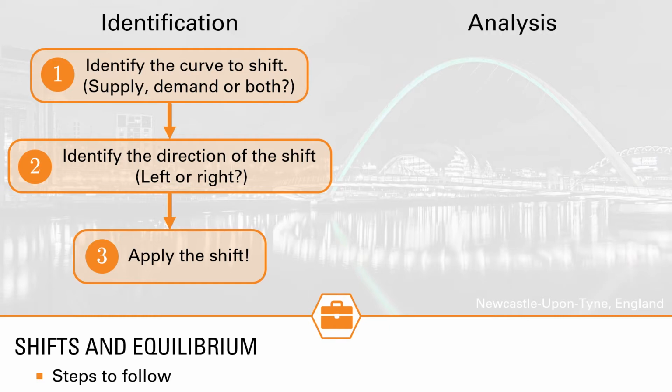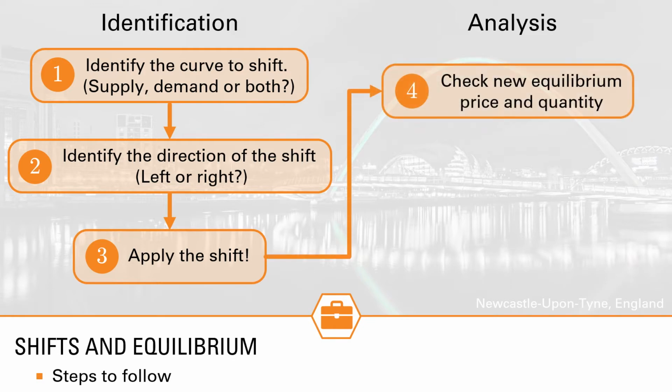The second group of activities that we do is called the analysis. So what are the effects now that we've shifted the demand or supply curve, or both? Step number 4, we check for the new equilibrium price and quantity. So what happens to equilibrium price and what happens to quantity? Does the equilibrium price increase or does it decrease? And does the equilibrium quantity increase or decrease?